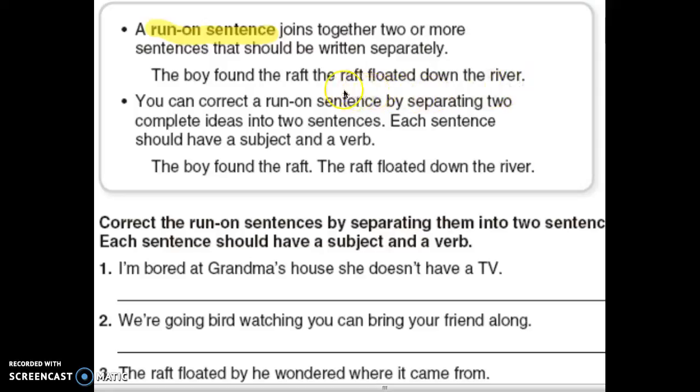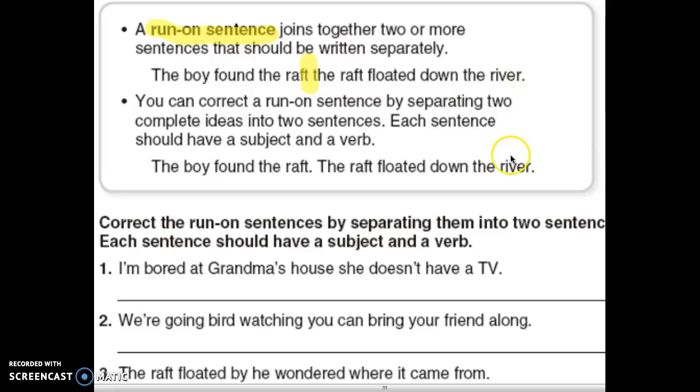A lot of times you can catch a run-on sentence when you read it out loud because you'll hear your voice stop. Did you hear mine stop? The boy found the raft. The raft floated down the river. So my voice stopped right in here. The boy found the raft. That's a complete thought. The raft floated down the river. That one is a complete thought all by itself.